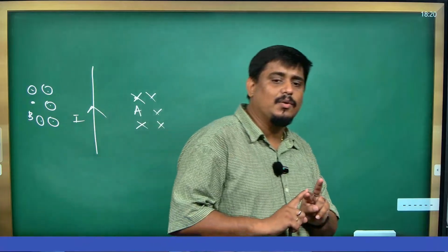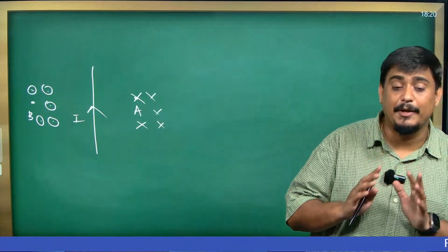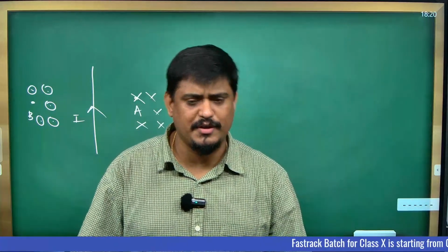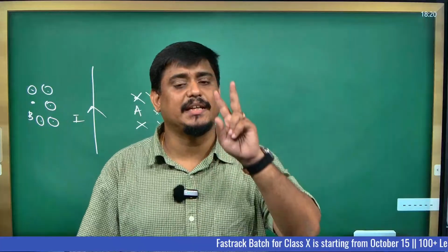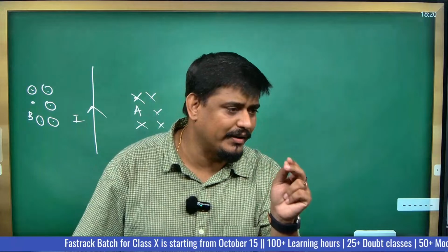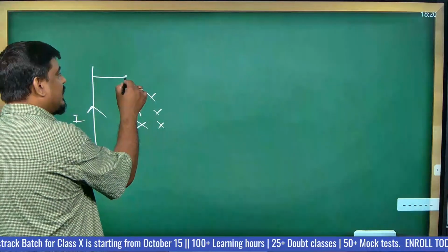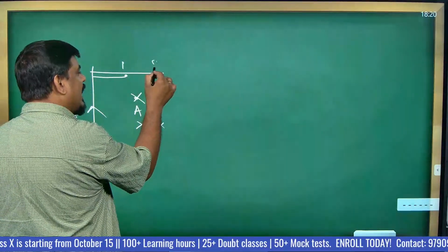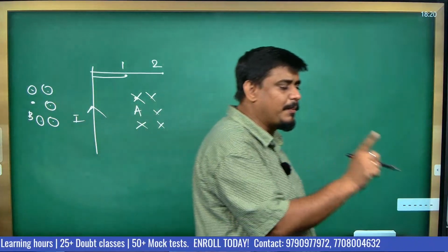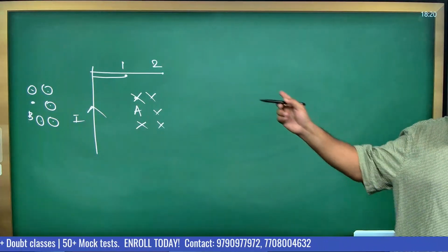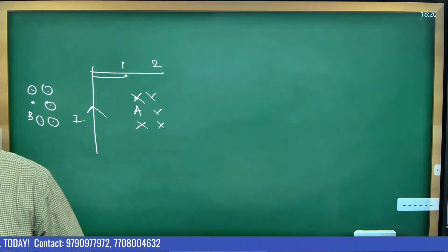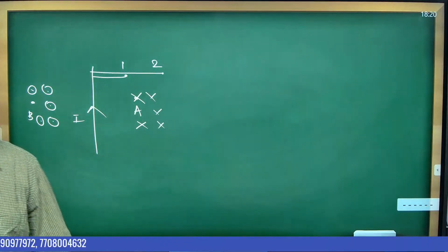One is the amplitude of current, how much current is flowing inside. If current is more, magnetic field is more. If current is less, magnetic field is less. Second factor was distance of the point from the wire. If I have a point here and a point here, point 2 will have lesser magnetic field compared to point 1 because magnetic field is inversely proportional to distance. The closer you are to the wire, the higher the magnetic field is, and the farther you are, the lower the magnetic field is. This also we learned in the previous class.